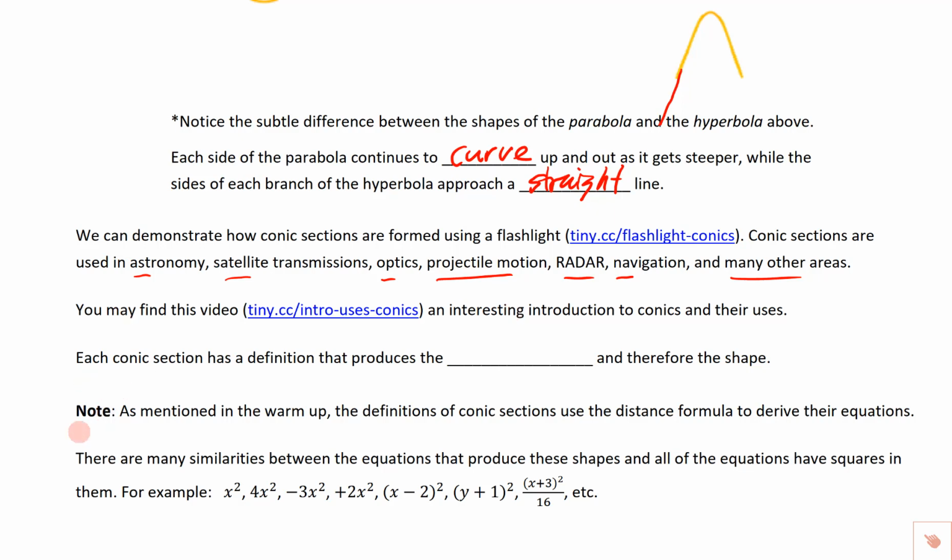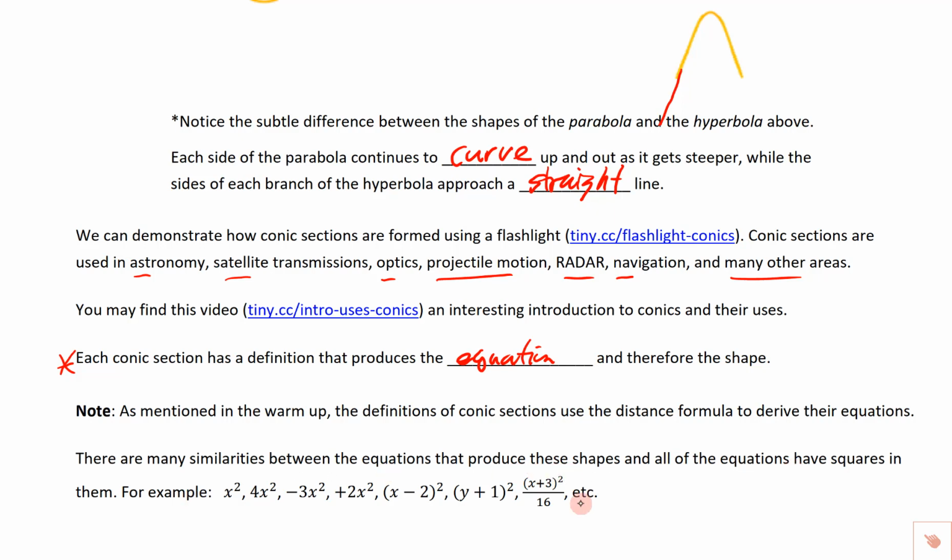And then just a point here, each conic section has a definition that produces the equation, and that's going to be the interesting thing about what we do. It's going to produce an equation, and therefore, once we have the equation, it's going to produce the shape of that. And as we mentioned in the warm-up, the definitions for conic sections use distance a whole bunch in order to derive those equations. So when we see the equations on the next page, you'll see what I'm talking about.